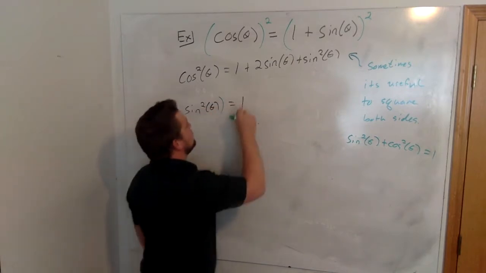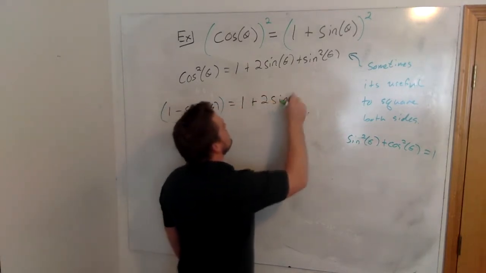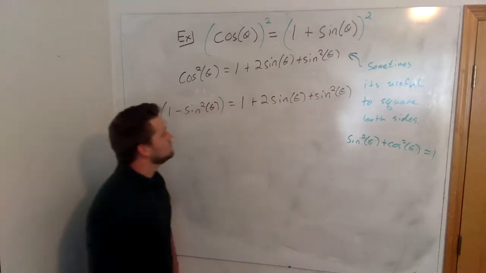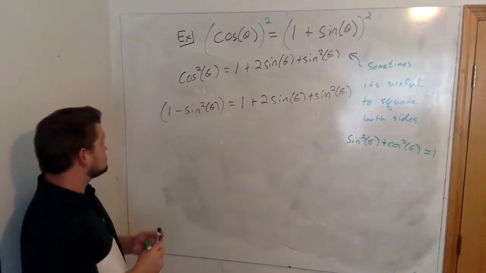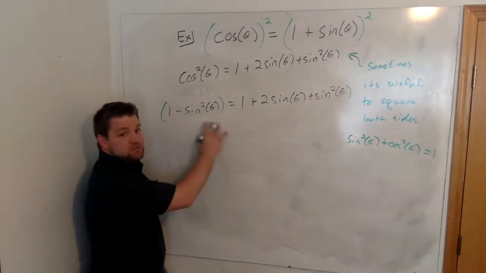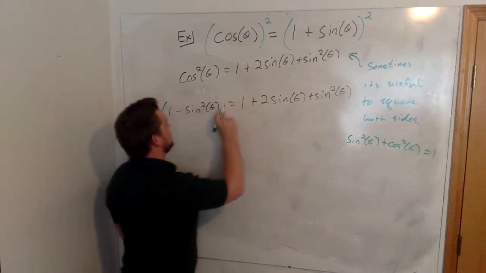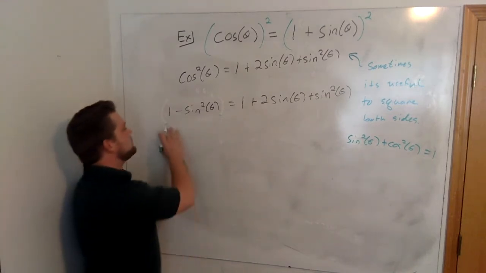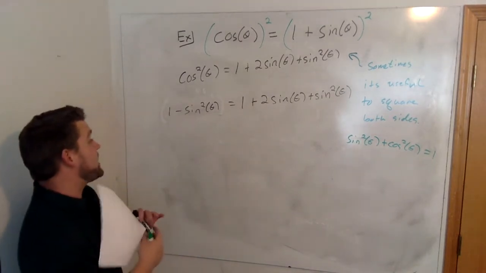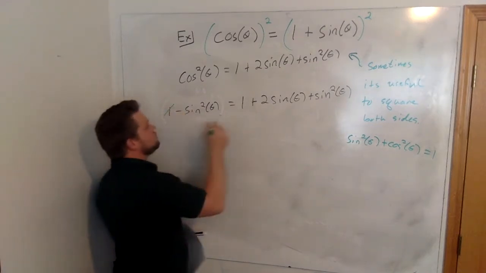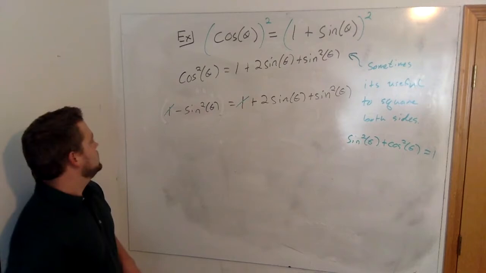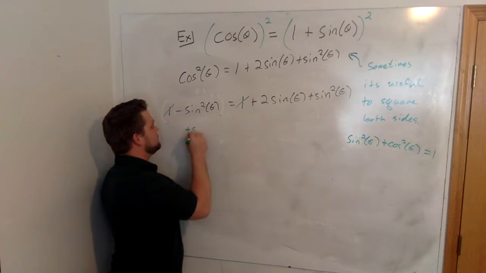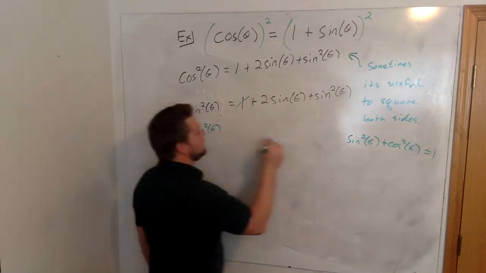That'll be equal to a 1 plus a 2 sine of theta plus a sine squared of theta. Okay, let's see what we can do now. I don't need these parentheses, I was just putting them there to display that I was making a substitution. Well, notice we have a 1 on both sides, so we could subtract 1 from both sides. Okay. It looks like I could also add sine squared to both sides. Let's do that also. Let's add sine squared to both sides.